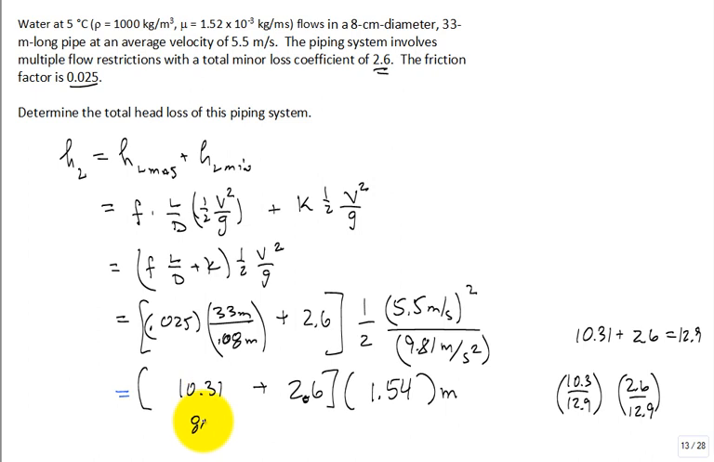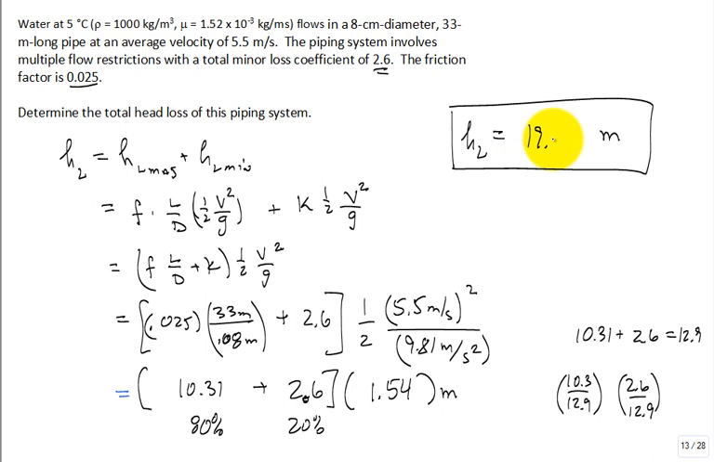So basically 80% of the head loss is attributed to the major losses, and 20% is attributed to the minor losses. That just helps me look and evaluate the system. Okay? And so then I can make the final computation. H of L, for the final answer, is 19.9. Very good, thank you. So around 20 meters. And 80% of it's due to the straight runs, and 20% of the head loss is due to the fittings.